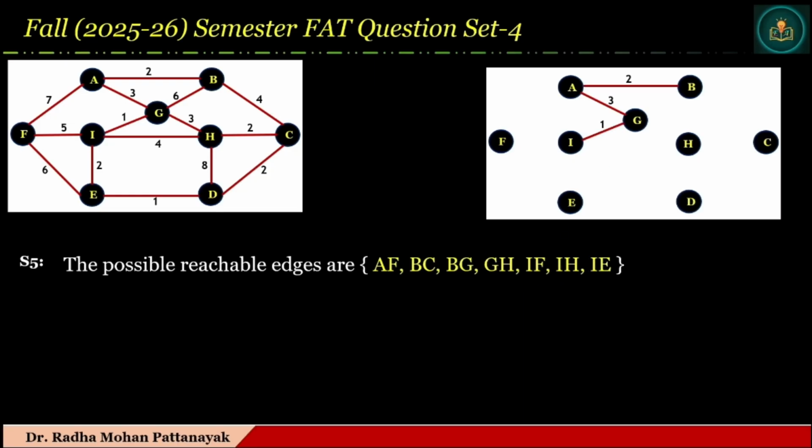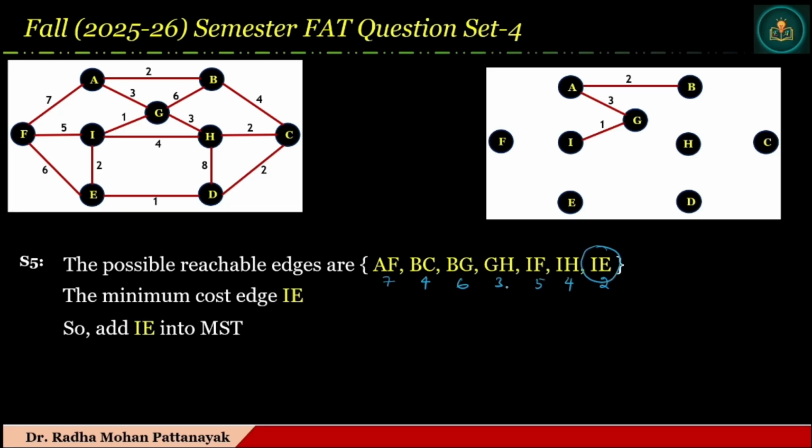Now we will find the reachable edges from A, B, G as well as I. Clear? In this way we get these edges from A, B, G, I. We check the cost of all the edges: AF is 7, BC is 4, BG is 6, GH is 3, IF is 5, IH is 4 and IE is 2. Clear? Which one is minimum among these? That is IE, right? So we will now add IE into the MST.